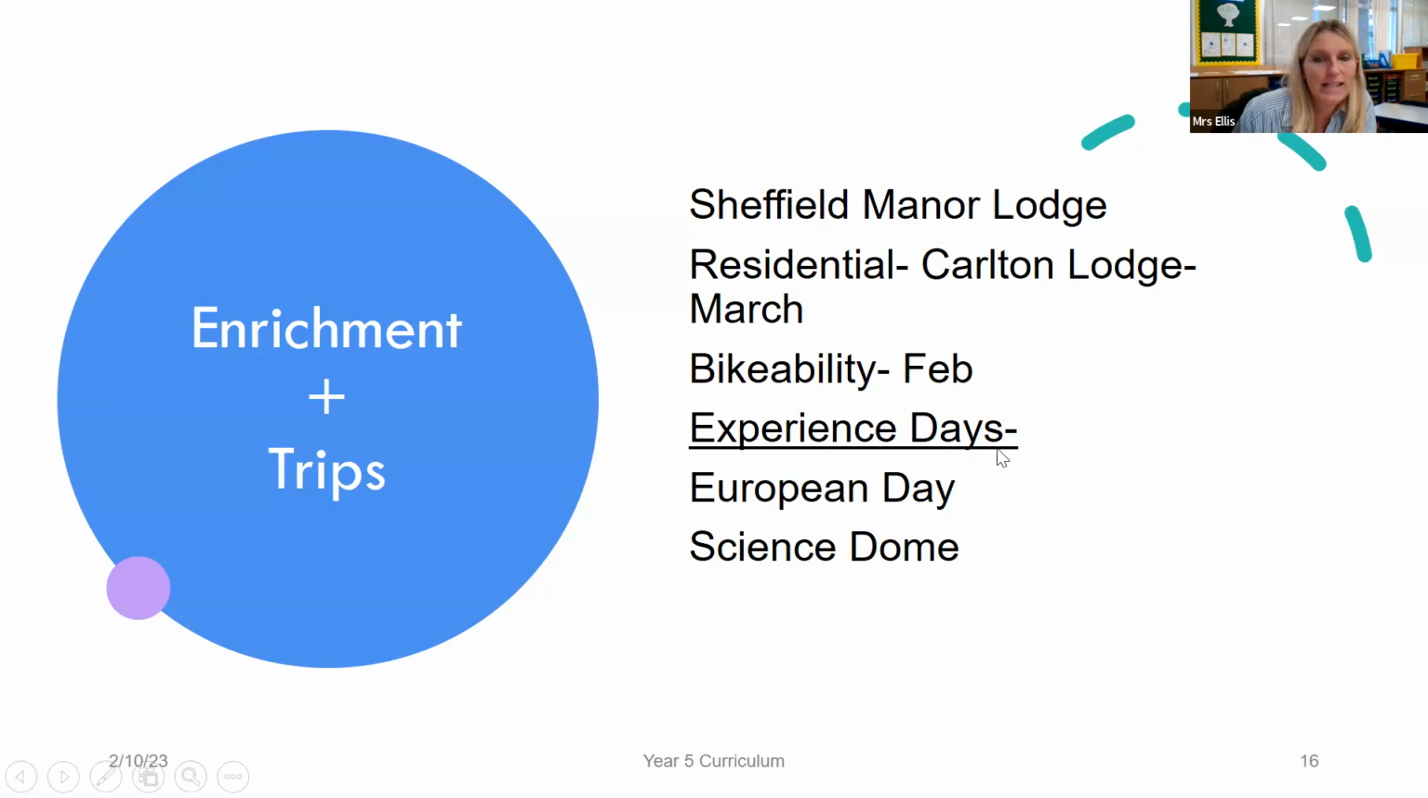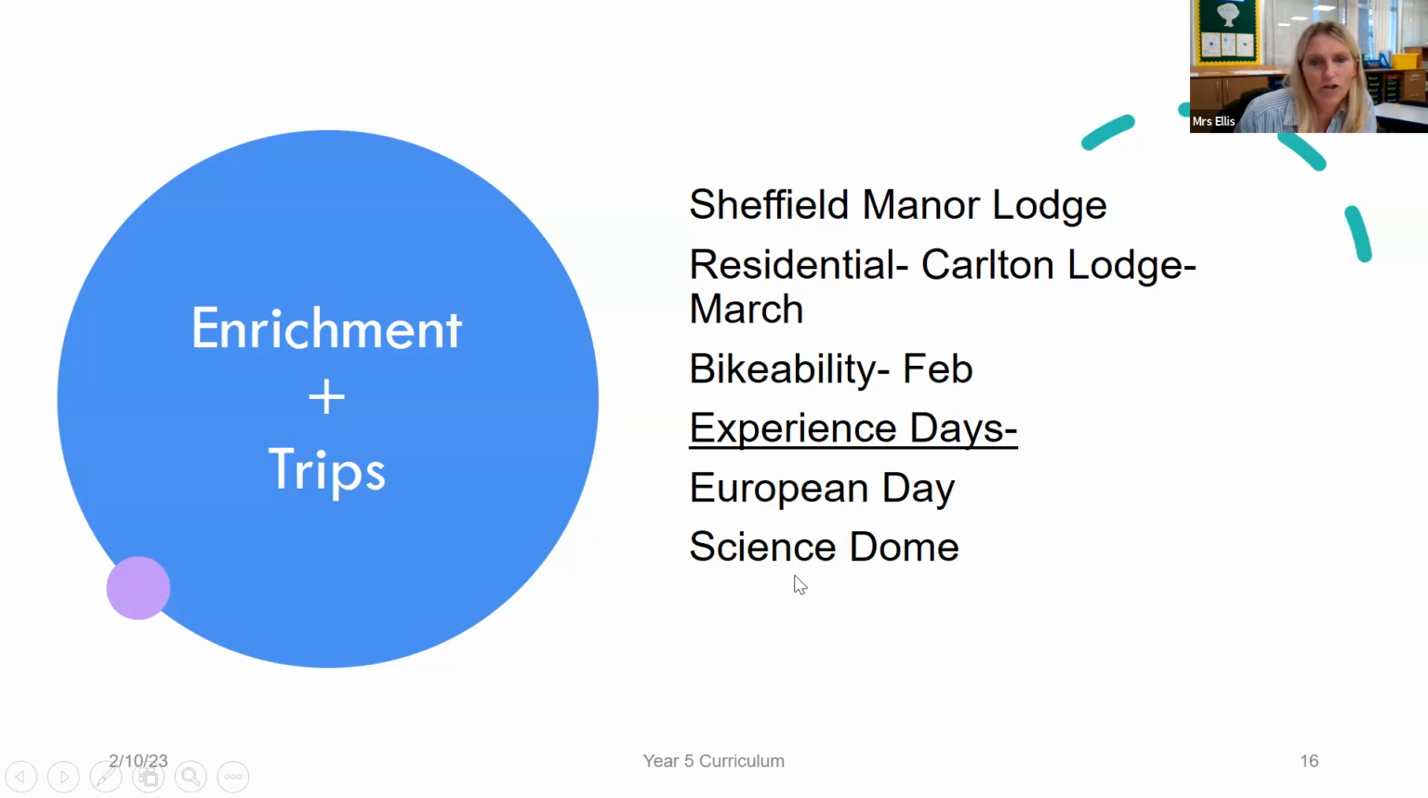And then we've got some experience days as well. So looking at a European country at the end of the summer, we're going to have a European day at school, just within year 5, where we really bring to life everything that we've learned about that country. We've already had the Science Dome, where the big science dome came into school and the children were learning about their next science topic, which was Earth and space. Within that, they got to go in and we taught about that. There might be other trip days as well that come up.